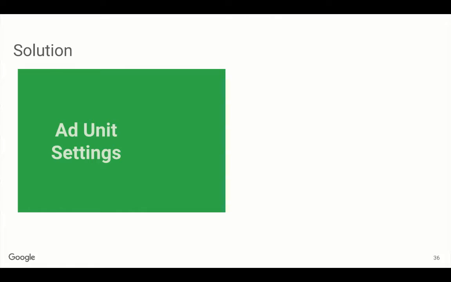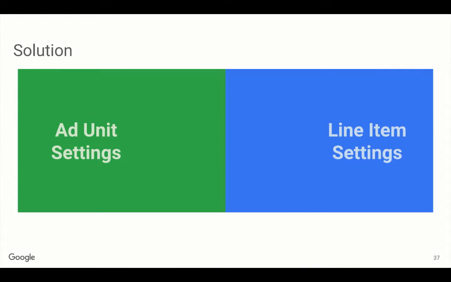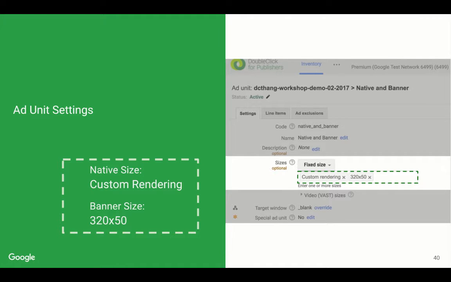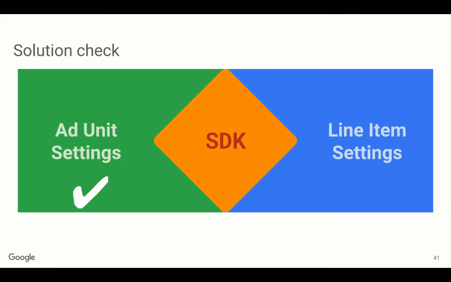To enable native plus banner request, DFP has added new ad unit settings and new line item settings. Lastly, we add a new function to the SDK for your app to make native plus banner ad request. The ad unit settings UI now allows you to combine native sizes with banner sizes. In this screenshot, the custom rendering is a native size that can represent all native ads. It is added along with a banner size 320 by 50. That's how you can make the ad units ready to serve both native and banner ads.